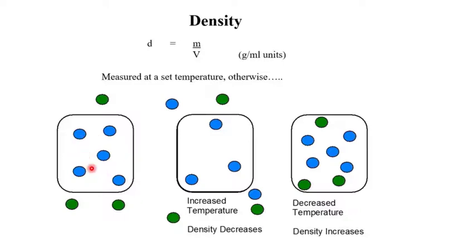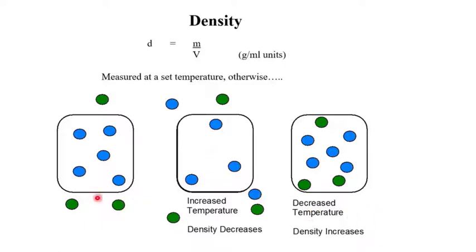However, if we were to increase temperature, that would see an increase in kinetic energy. And those molecules would move faster, and molecules which move faster naturally spread out and take up more space. So now 1, 2 of our molecules, which we had originally measured, are no longer in that given volume. The density has decreased as temperature increased.